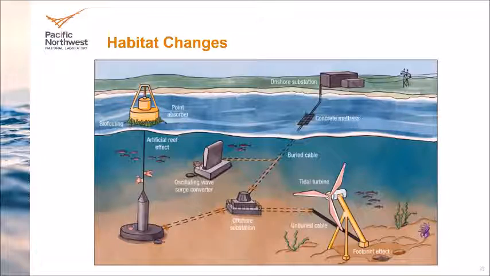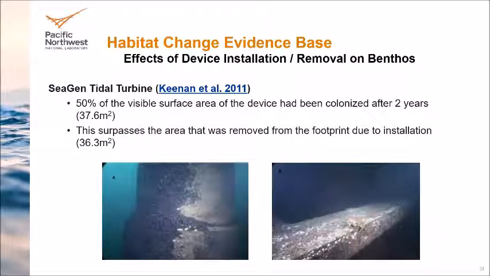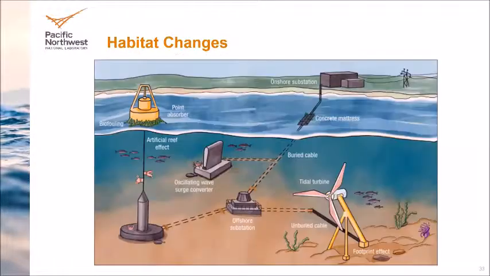In the discussion of habitat change with experts, the habitat change stressor was divided into four categories, three of which I will present examples from today. The first category discussed was learning from surrogate industries, and it was clear that MRE can learn a lot from existing ocean uses historically and more recently from offshore wind.